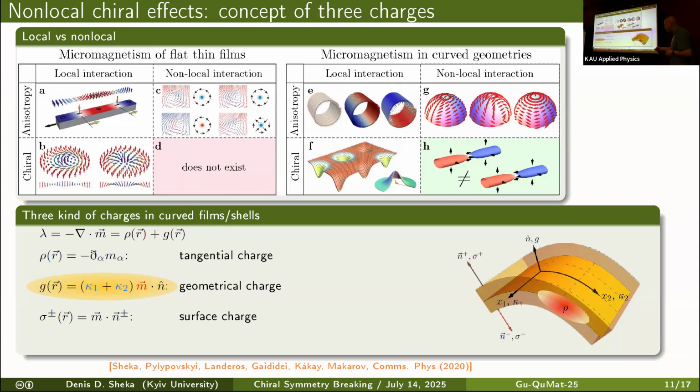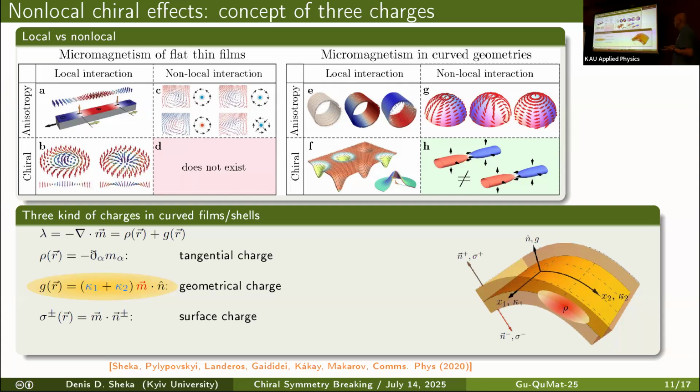And the new guy is the geometrical charge. You see it's determined by the curvilinear geometry, so by the mean curvature. And it also depends on the magnetic texture. So it couples the curvilinear geometry and the magnetic texture.